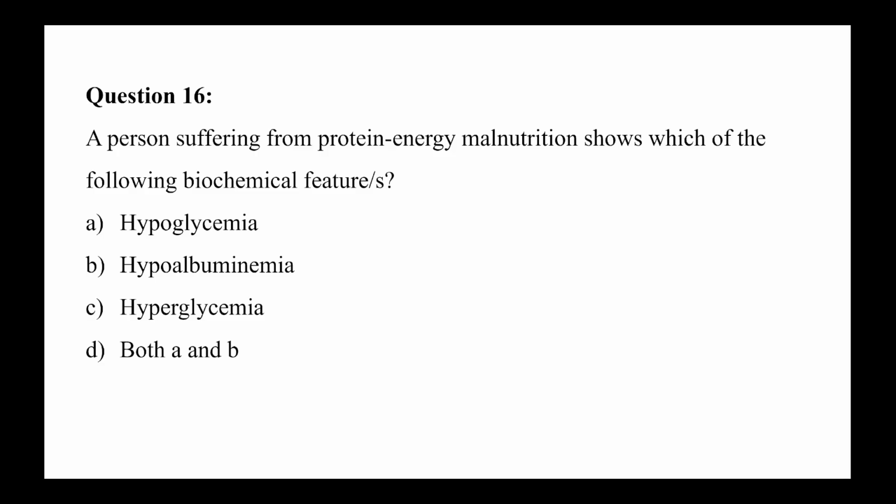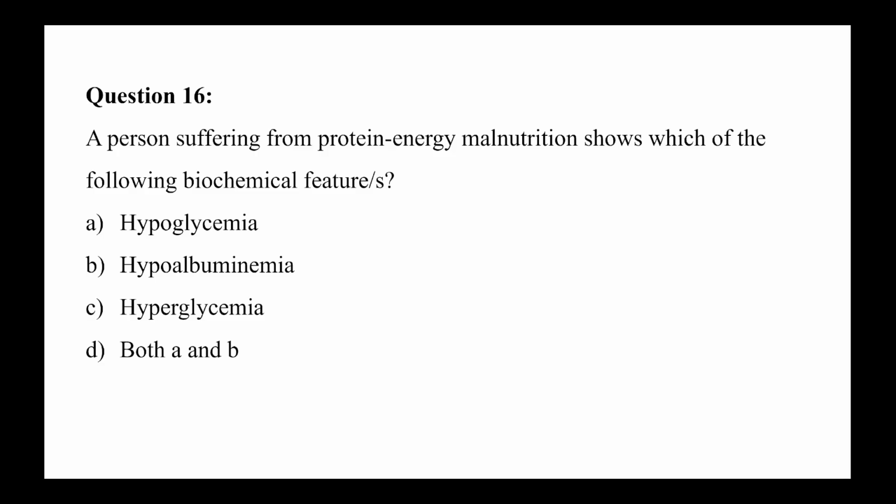Question number 16. A person suffering from protein energy malnutrition shows which of the following biochemical features? Option A, hypoglycemia. Option B, albuminemia. Option C, hyperglycemia. And option D, both A and B.